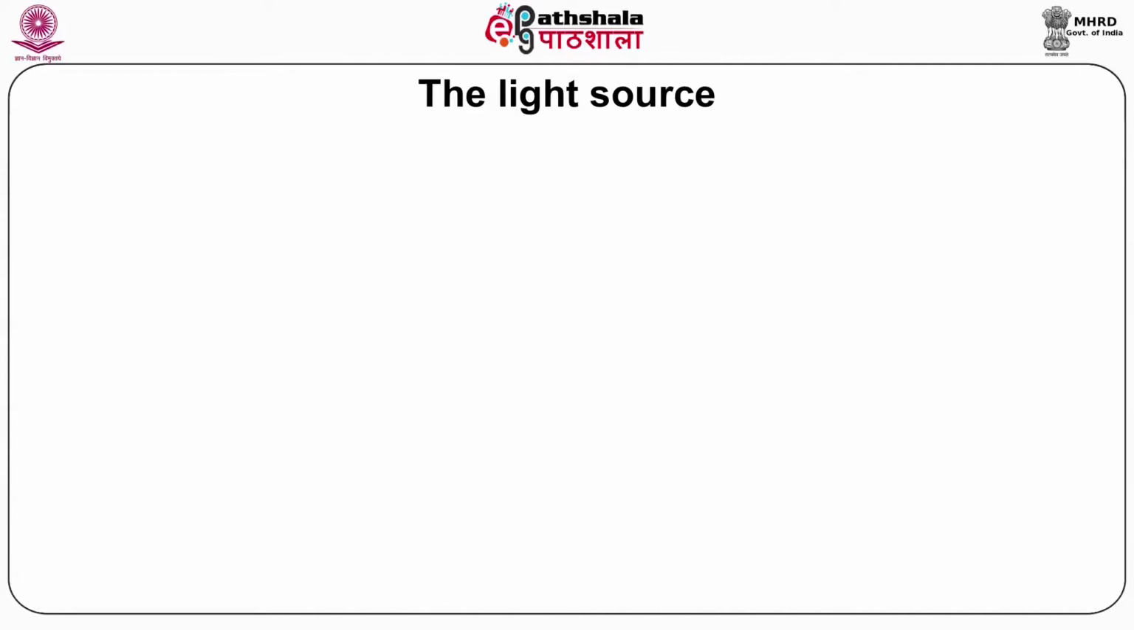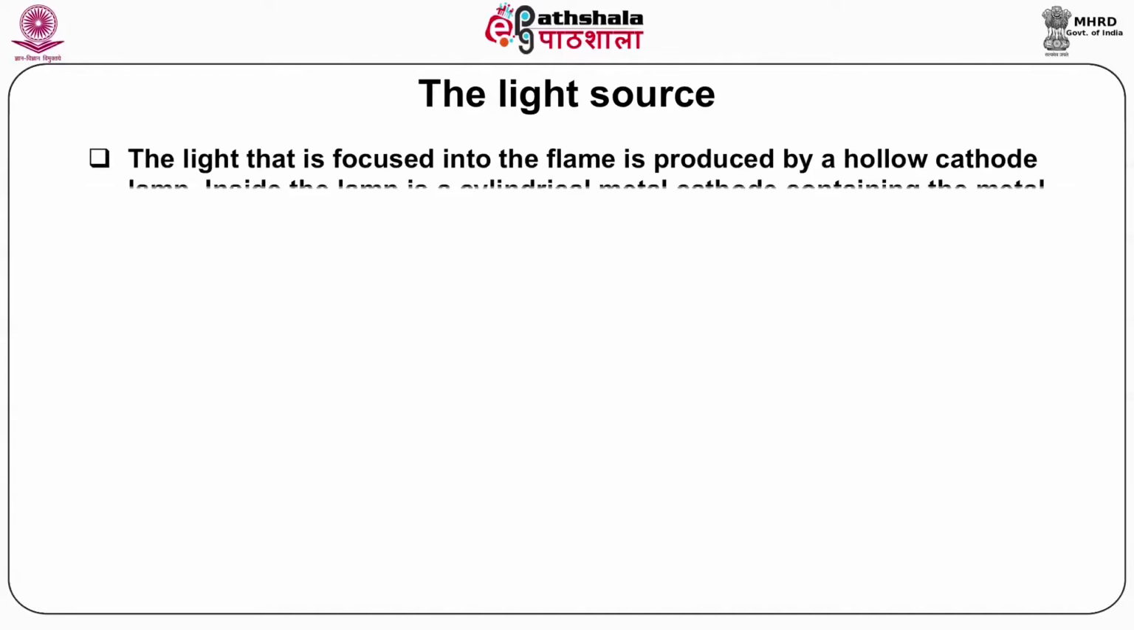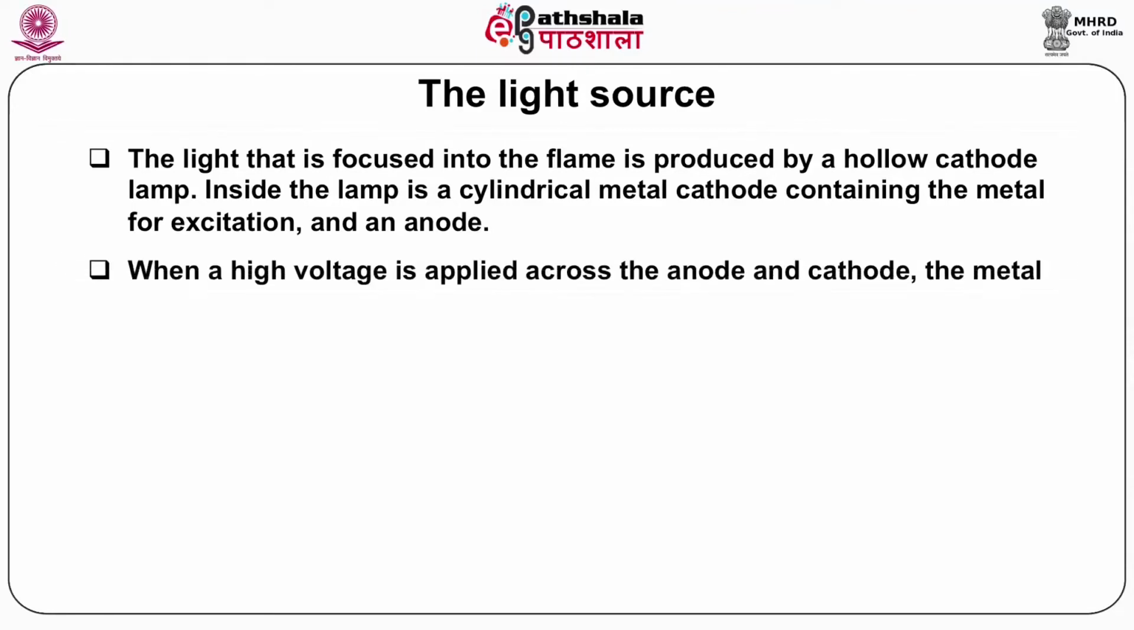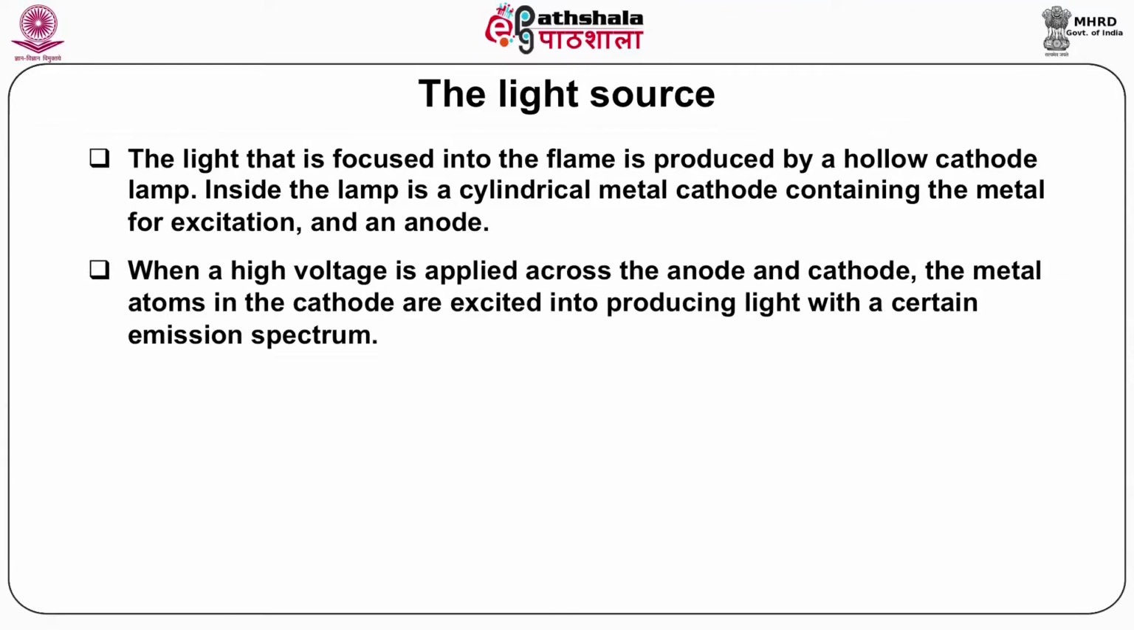The first component is the light source. The light that is focused into the flame is produced by a hollow cathode lamp. Inside the lamp there is a cylindrical metal cathode containing the metal for excitation, and an anode. When a high voltage is applied across the anode and cathode, the metal atoms in the cathode are excited, producing light with a certain emission spectrum.